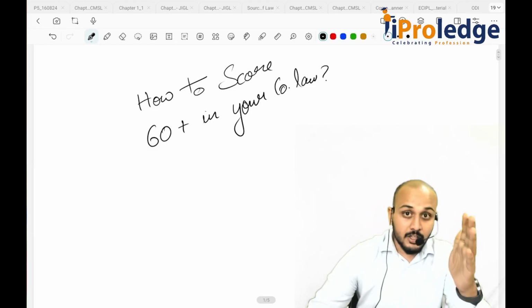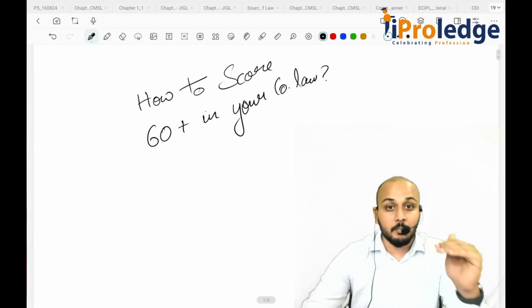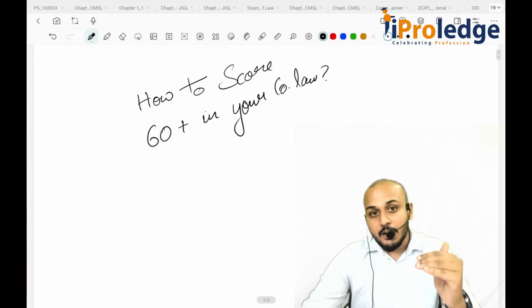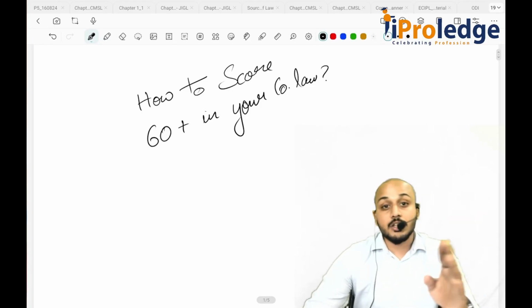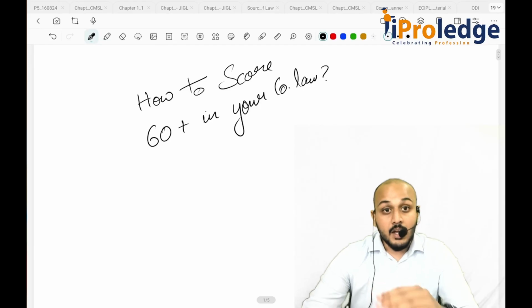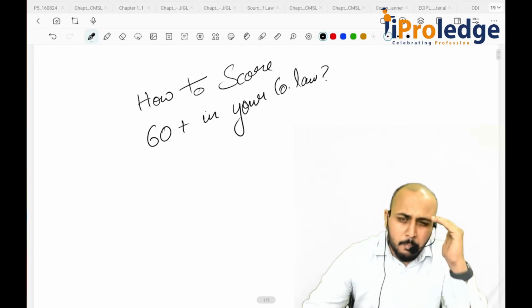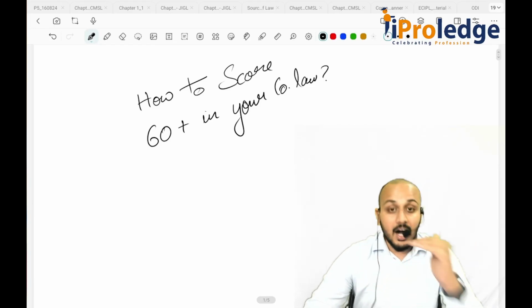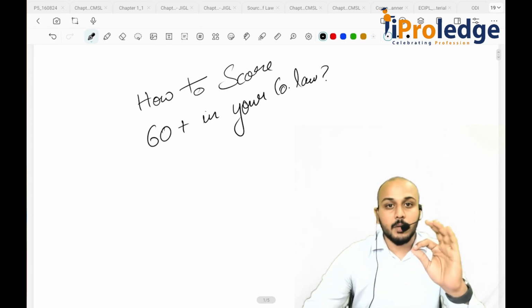When you speak to the interviewer and you say, sir, I have got an exemption in CS Executive company law, trust me, they will value you and consider you for that position, because it is not so easy to get an exemption in company law. Even if anyone is scoring 50 plus in company law, they are doing really well. That is how high the expectations of ICSI are for company law.